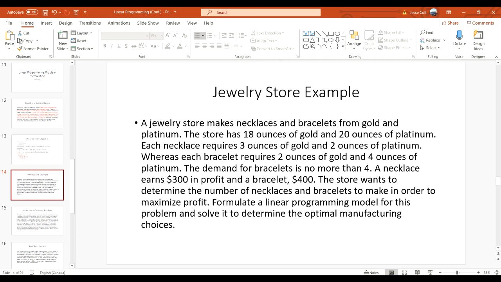A jewelry store makes necklaces and bracelets from gold and platinum. The store has 18 ounces of gold and 20 ounces of platinum. Each necklace requires 3 ounces of gold and 2 ounces of platinum, whereas each bracelet requires 2 ounces of gold and 4 ounces of platinum. The demand for bracelets is no more than 4. A necklace earns $300 in profit and a bracelet $400. The store wants to determine the number of necklaces and bracelets in order to maximize profit. Formulate a linear program model for this problem and solve it to determine the optimal manufacturing choices.